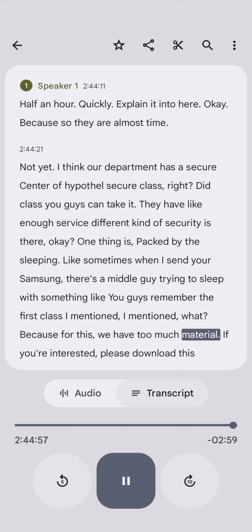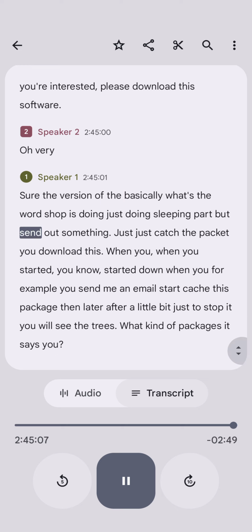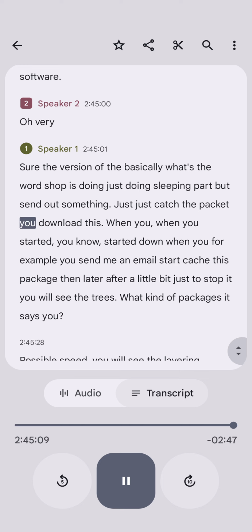Because for this we have too much material. If you're interested, please download this software. Oh, Wireshark. What Wireshark is basically doing is just the sniffing part. When I send out something, it just catches the packet. You download this and start it. For example, when you send me an email, start catching the packets, then after a little bit, just stop it.